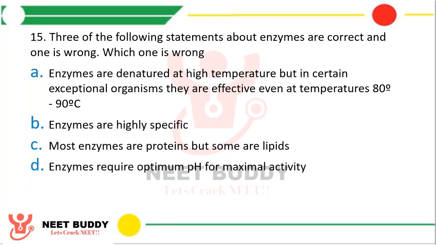Question number 15. Three of the following statements about enzymes are correct and one is wrong. You have to identify the wrong statement. Statement A says enzymes are denatured at high temperature, but in certain exceptional organisms they are effective even in temperatures of 80 to 90 degrees Celsius. Enzymes are highly specific. Most enzymes are proteins, but some are lipid, and enzymes require optimal pH for maximal activity. Which one is the wrong? The correct answer is option C, which is incorrect.